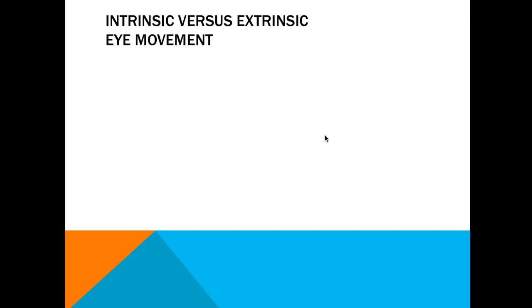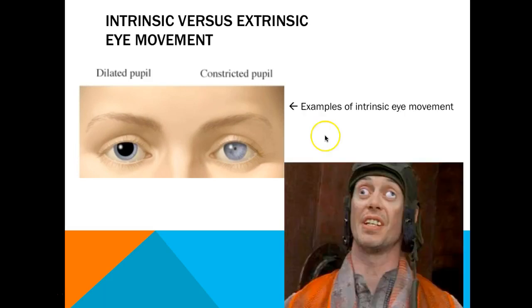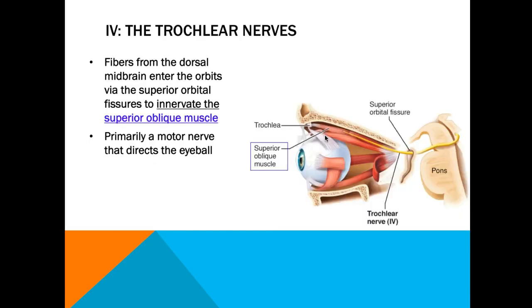So you might be wondering, what is extrinsic eye movement? And there's also something called intrinsic eye movement. So intrinsic eye movement is when we are going to be changing the musculature of your iris to change your pupils. So it would be going from dilated pupil to constricted pupil. Whereas extrinsic eye movement will have to do with actually moving the eyeball around, looking up, looking down, laterally, medially, and so forth.